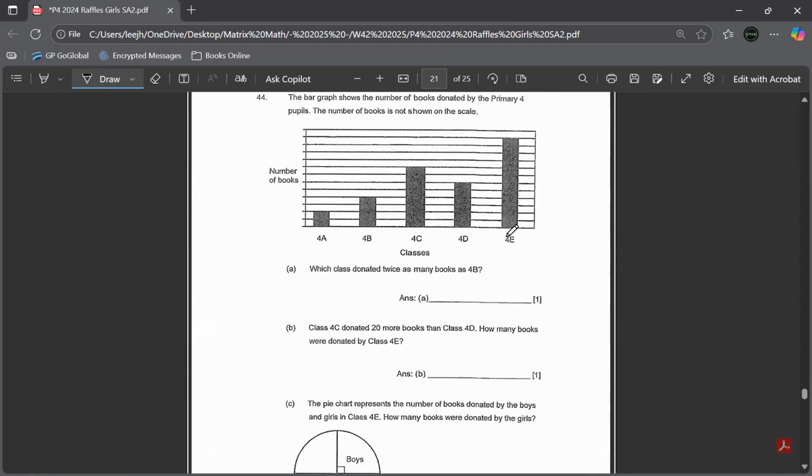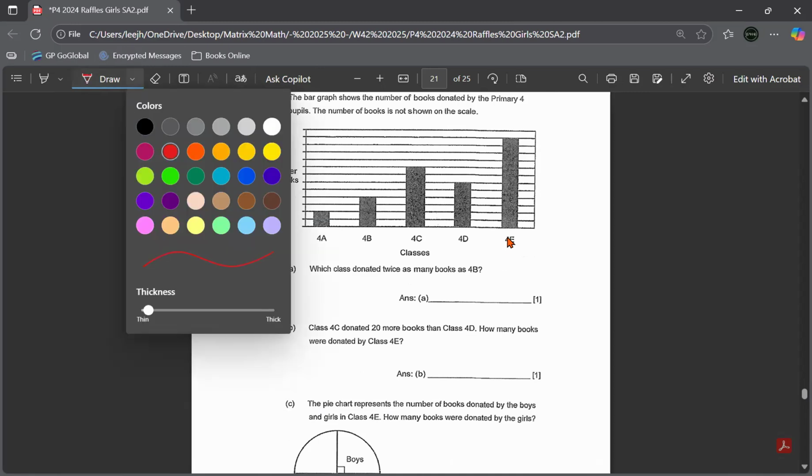Question 44. The bar graph below shows the number of books donated by the primary 4 pupils. The number of books is not shown on the scale. So if it's not shown, then we just use units. Very simple. Okay, no value, we use units.